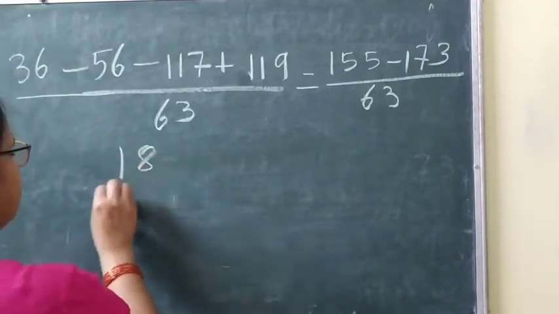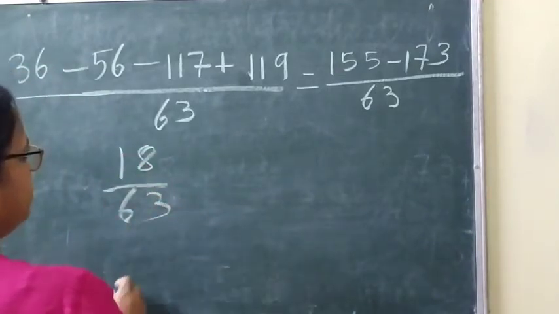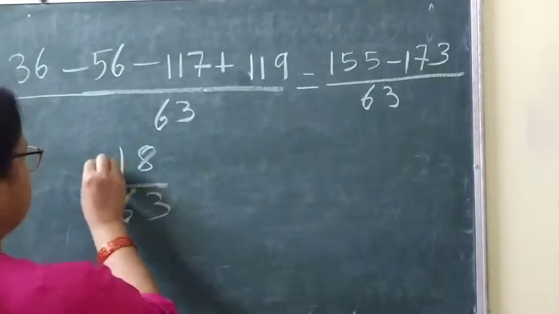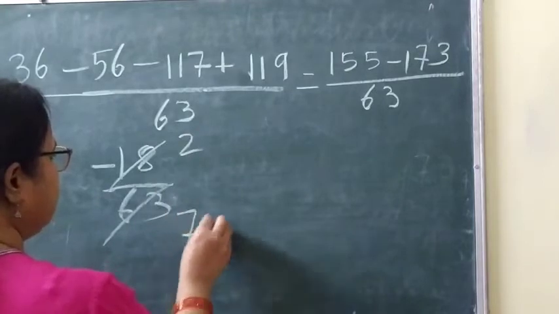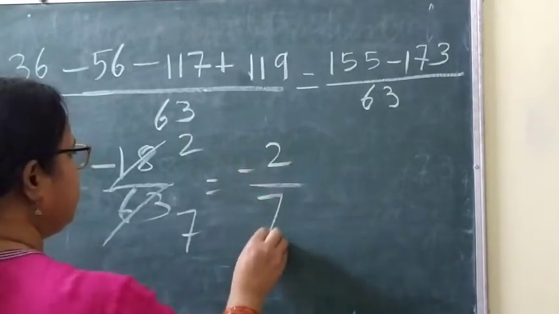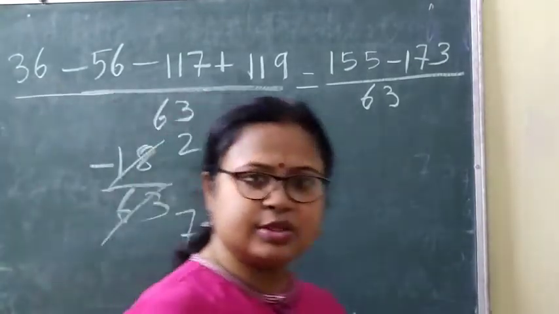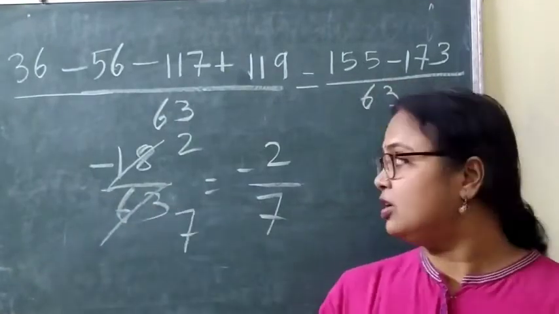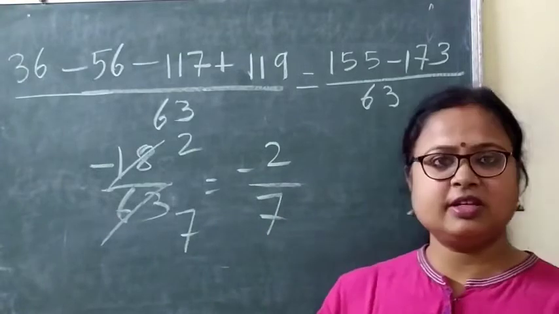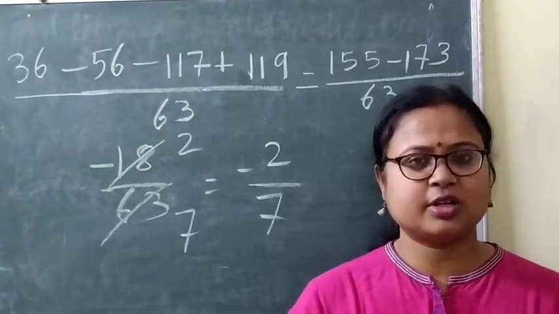So 18 by 63 and minus. Okay, 9 minus 2 by 7. 9 2s are 18, clear? 9 2s are 18 and 9 7s are 63. So minus 2 by 7 is the answer. Like this you can solve.